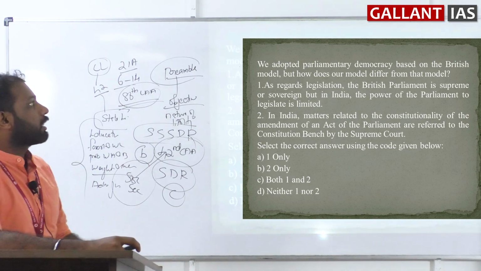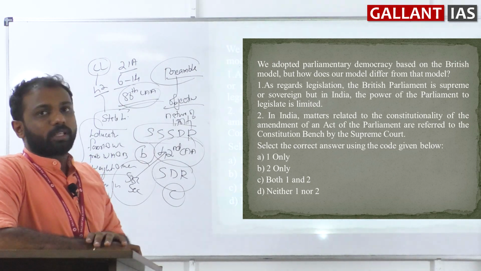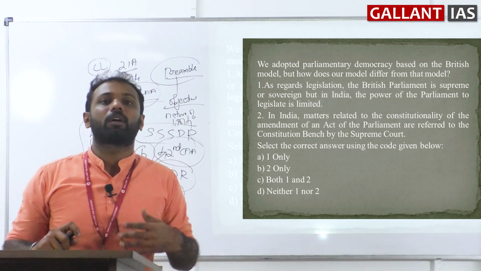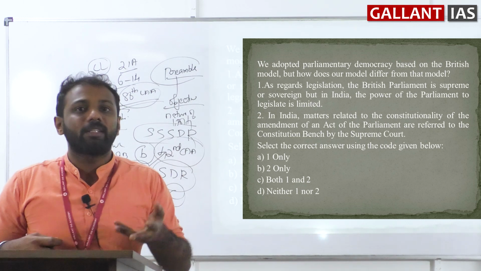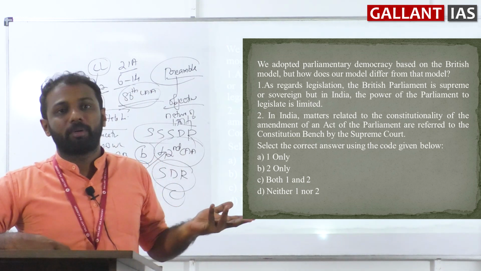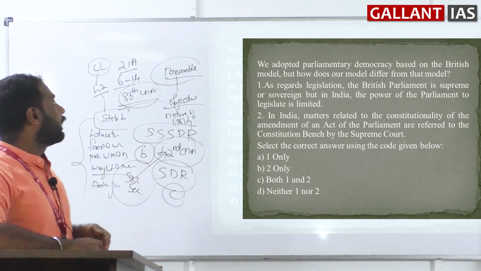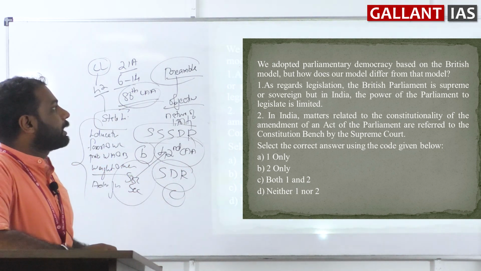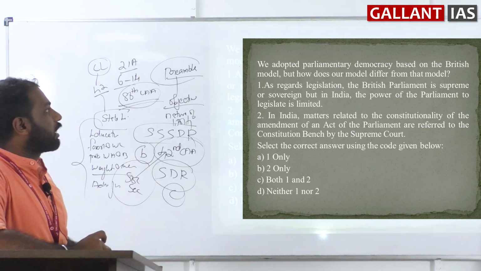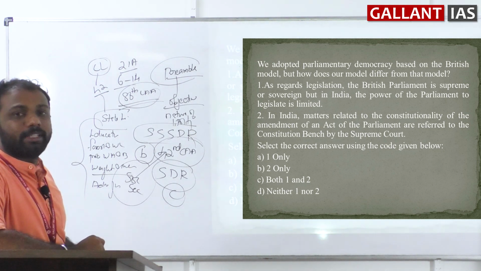We adopted the parliamentary democracy based on the British model. But how does our model differ from that model? The question asked here is: since we took the parliamentary government from the Constitution of the UK, there are still some fundamental differences between the Indian parliamentary system and the UK parliamentary system. As regards legislation, the British parliament is supreme or sovereign, but in India, the power of parliament to legislate is limited. Yes, that's a correct statement.